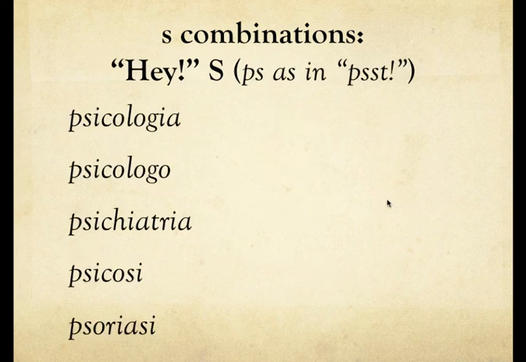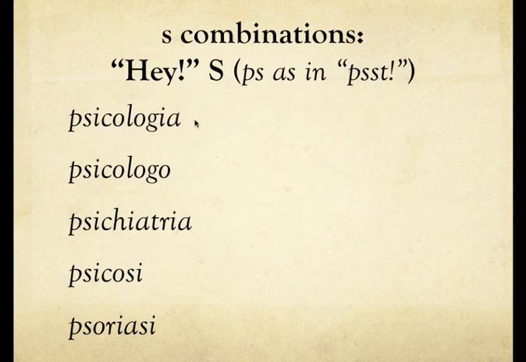Here's another S combination that, unlike English, you pronounce both letters. So it's kind of like saying psst. Okay, so these are words we're familiar with, but in English we do not pronounce the P, whereas in Italian you must pronounce it. Let's practice them. Psicologia, psicologo, psichiatria, psicosi, psoriasi. You can probably guess what these mean.